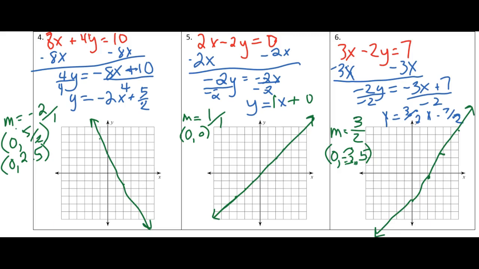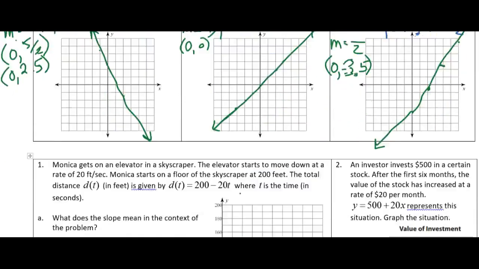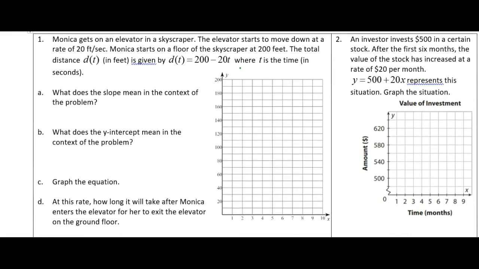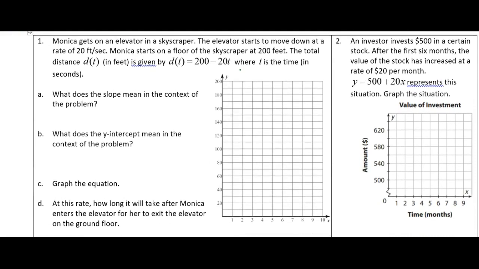All right, so last thing we're going to do is we're going to move on to some word problems. So the first one says, Monica gets on an elevator in a skyscraper. The elevator starts to move down at a rate of 20 feet per second. Monica starts on the floor of the skyscraper at 200 feet. The total distance d of t in feet is given by this function: d of t equals 200 minus 20t, where t is the time in seconds.